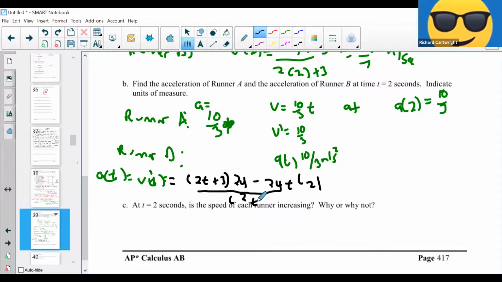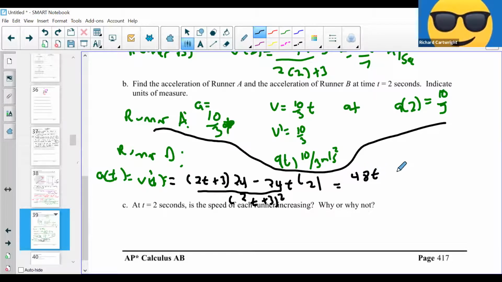So I'm going to put 2t plus 3 squared, which is, let me separate my work. That is the formula to simplify it. What does it simplify to? 24 times 2t, that's 48t, plus 24 times 3, 72, minus 48t. Now it seems like it's going to go to 0, I think. Look at it, guys. Tell me. 2t plus 3 times 24 minus 24t times 2.